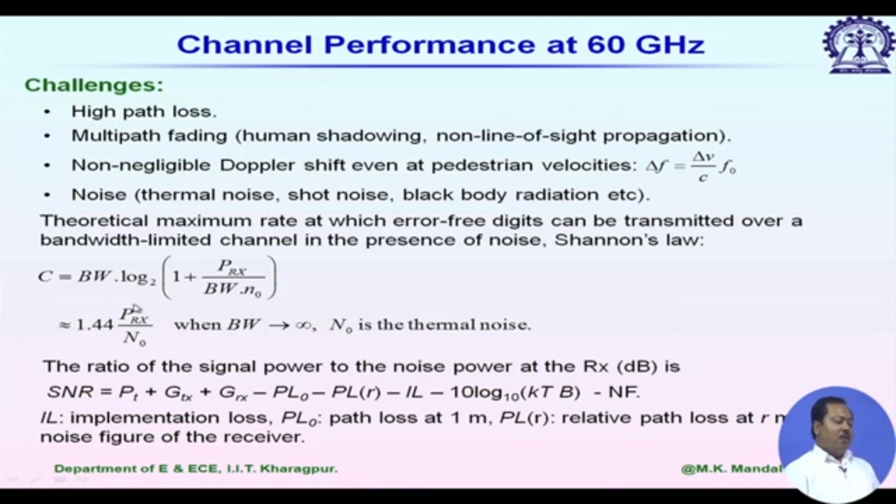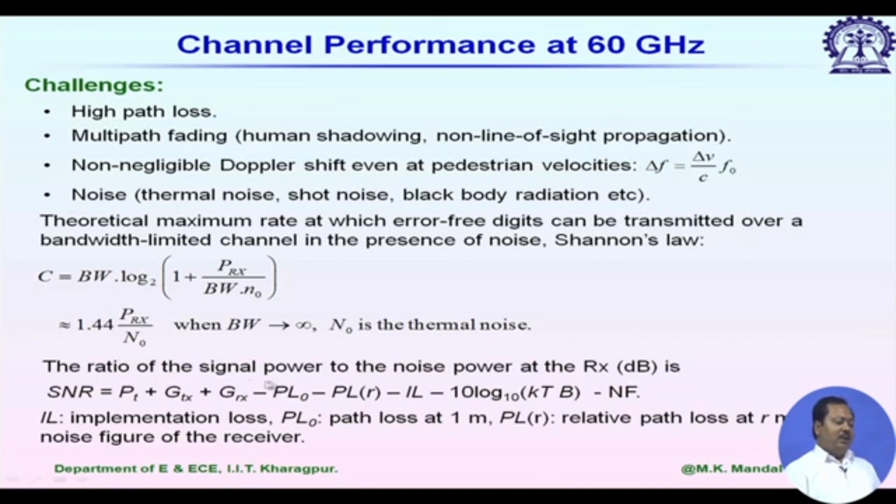We can also call this P rx by capital N naught term the SNR of the receiver, the signal to noise ratio at the receiver. This formulation applies when we assume that bandwidth is sufficiently high, tending to infinity. So, SNR becomes one very important quantity. Channel capacity depends on this value, and we already learned how to calculate SNR in the presence of noise.